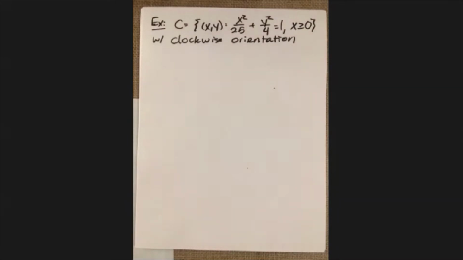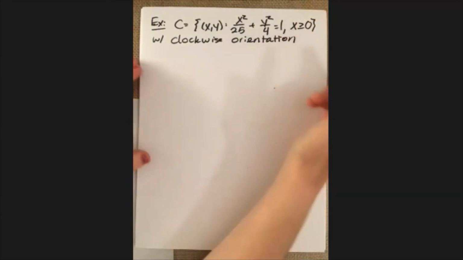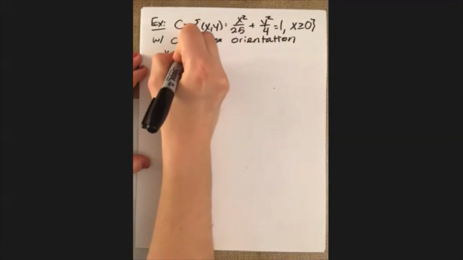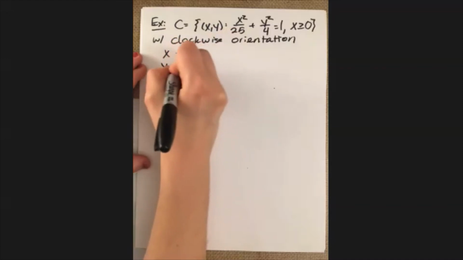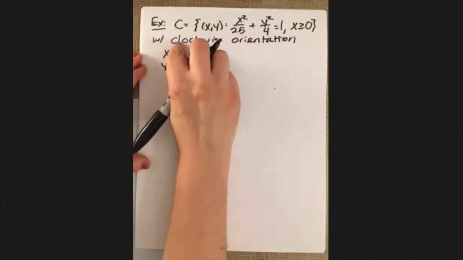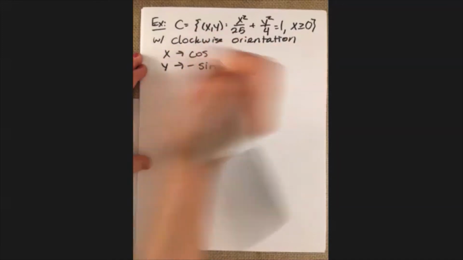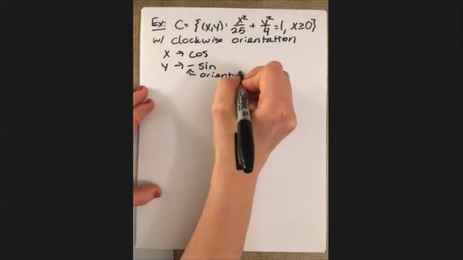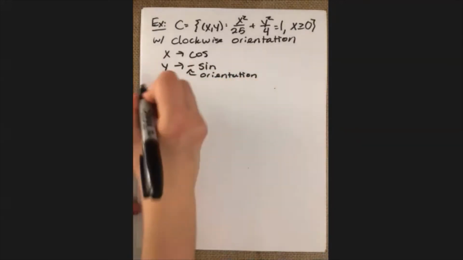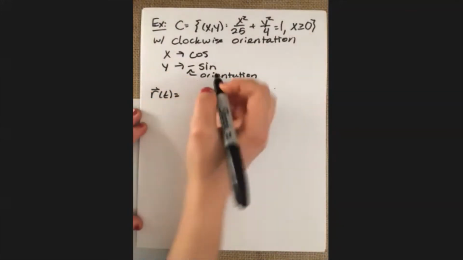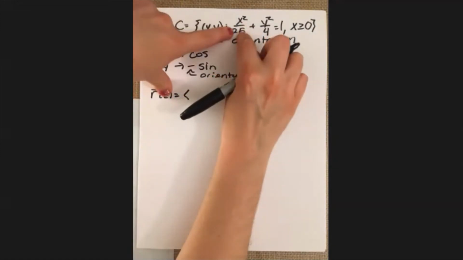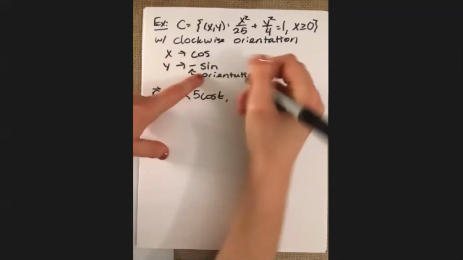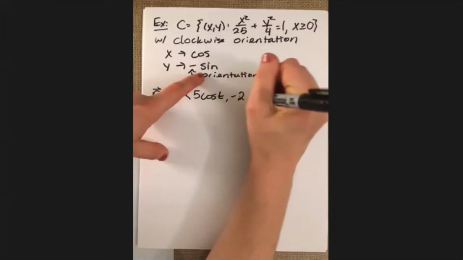So generally speaking, when we're parameterizing these kinds of things, be it a circle or an ellipse, we're looking for our x component to use a cosine and our y component to use a sine. But since we want a clockwise orientation, we're going to use negative sine instead. So just a little note here, this is for the orientation. So when we're working with an ellipse, our r of t is equal to, we just take the square root of whatever is below x and attach it onto the cosine. So we're going to get 5 cosine of t. And the same idea here with the sine, but don't forget the negative.